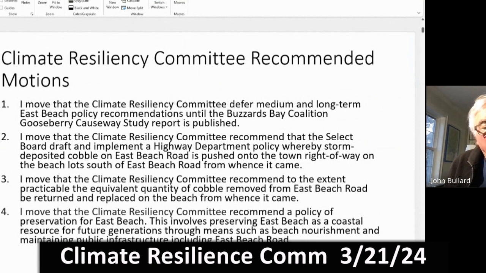just read the charge we have from the select board. The board is looking for possible solutions, short and long term, to the erosion that this area has been seeing. Could you review the MVP study that was completed in 2021 and the most recent damage, and see if any of the recommended actions could help property owners in the town maintain their properties? So that's what we're supposed to do. And so I continue to think there's no need to wait for the study to be done.